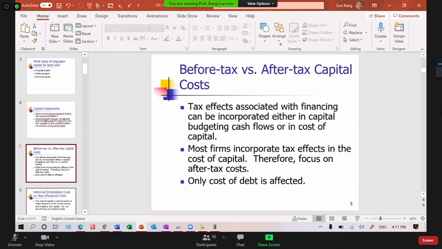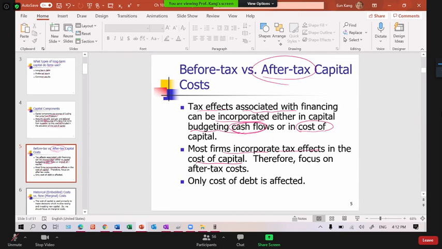That is what? You have to think about always after tax, right? Because you cannot ignore tax. Tax effects associated with financing can be incorporated either in capital budgeting cash flows, or in cost of capital. So if your cash flows are after tax, then cost of capital should be after tax, to be consistent.